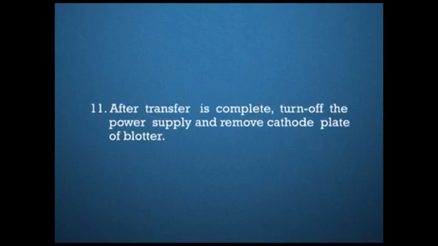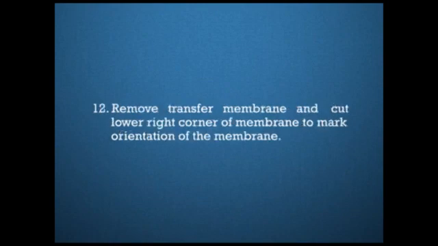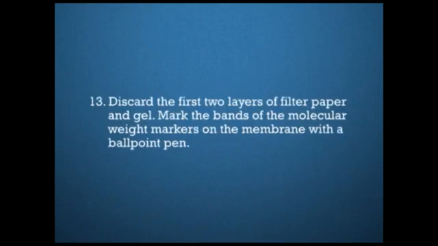Next, after transfer is complete, turn off the power supply and remove cathode plate of the blotter. Next, remove transfer membrane and cut lower right corner of the membrane to mark orientation of the membrane. After this, discard the first 2 layers of the filter paper and gel, mark the bands of the molecular weight marker on the membrane with a ballpoint pen.